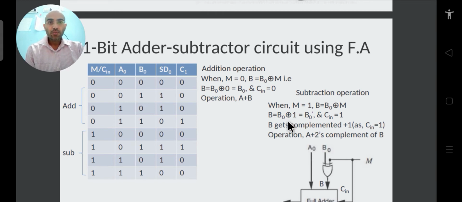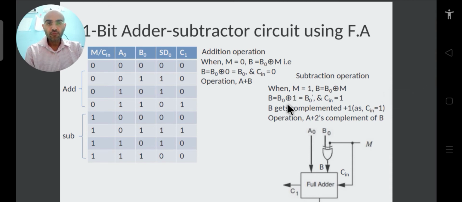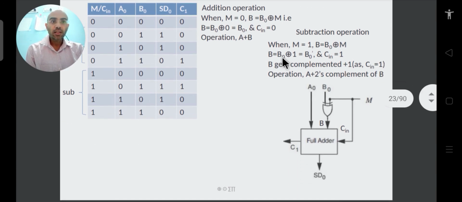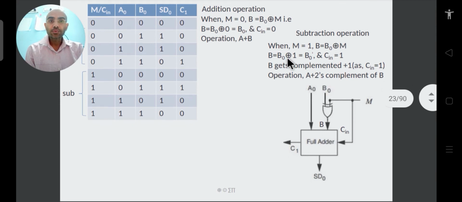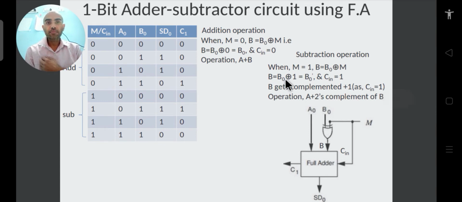We will do this with the help of a full adder. We want a full adder which can perform not only addition but also subtraction. So how will we do this? On the input side, we will include one more variable, and that variable we will call the mode control. It is the mode control which will help us get the circuit which can perform not only addition but also subtraction.